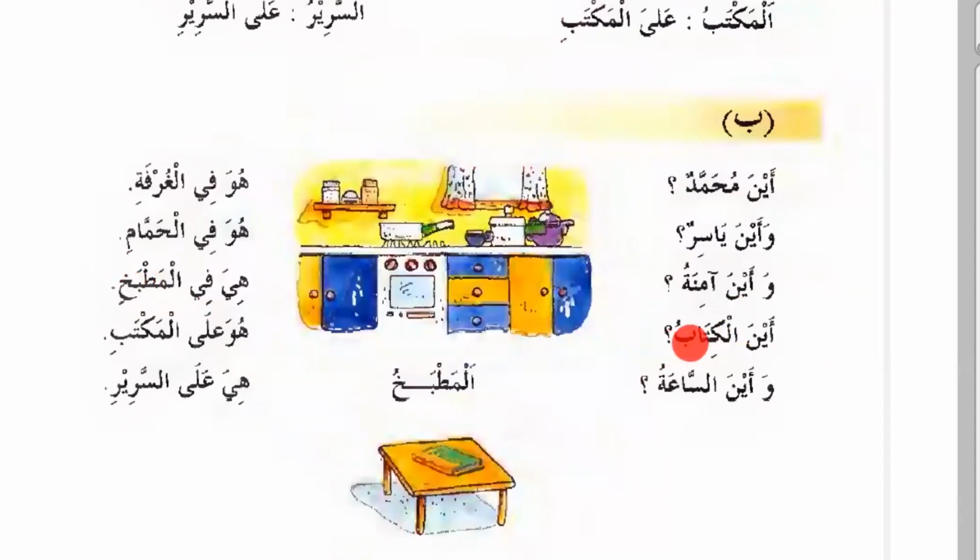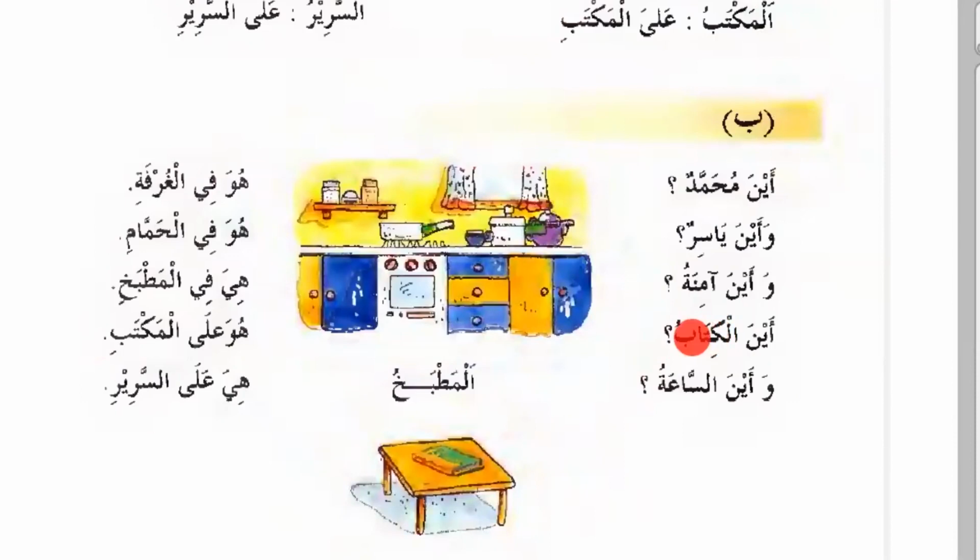Aina al-kitabu? Where is the book? Huwa ala al-maktabi. So they are asking about this book. You see, huwa ala al-maktabi. So huwa means he, but as I said, it could refer to human beings, aqil, and also non-human beings, ghayru aqil. But why are they using huwa? Because this is not having ta marbuta.